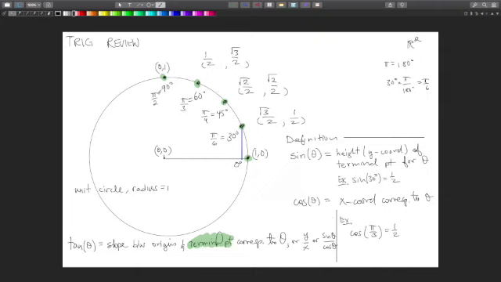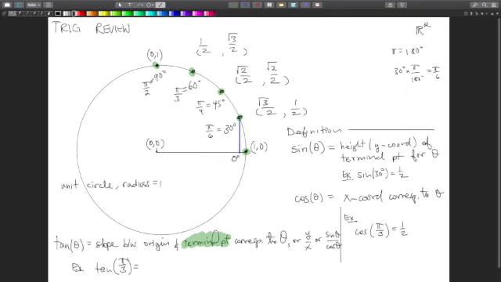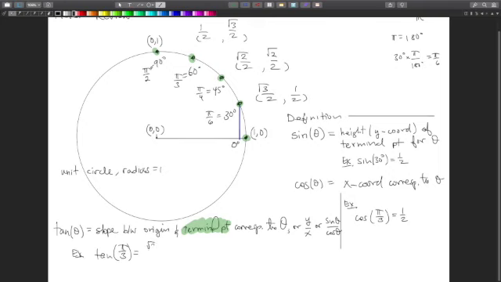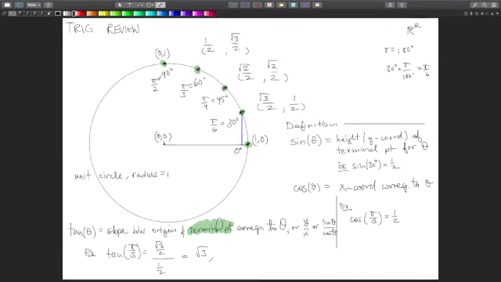So what's the tangent of 45 degrees? You go over root 2 over 2 and you go up root 2 over 2. That's it. Just as an exercise, what's tangent of pi over 3? Find the y coordinate of pi over 3, which is root 3 over 2, and divide that by the x coordinate. Those 2's cancel and you get root 3. That's it. Cool?